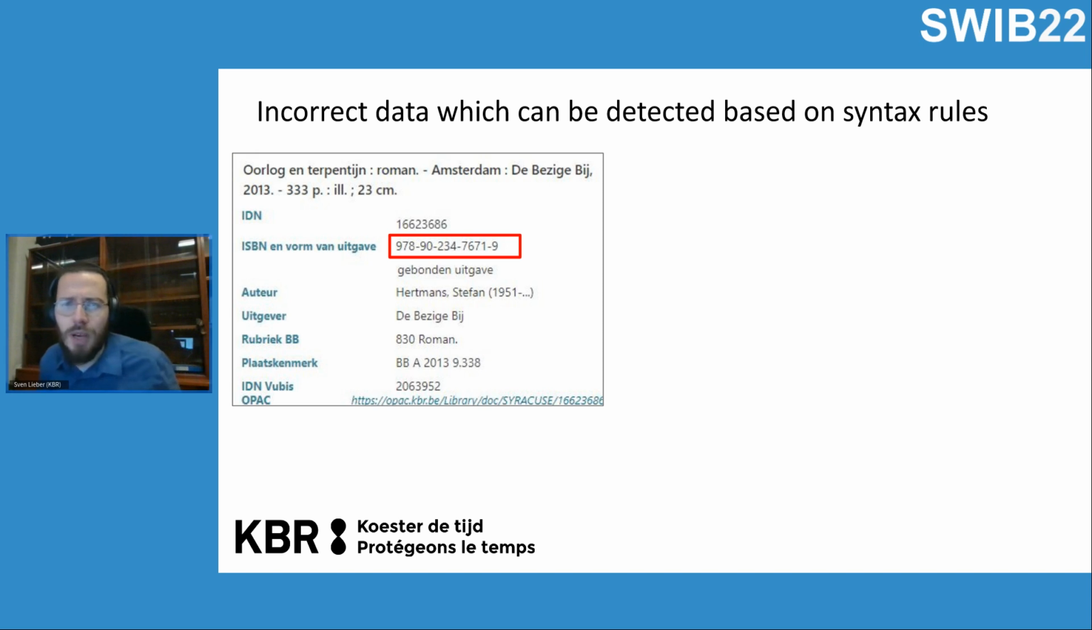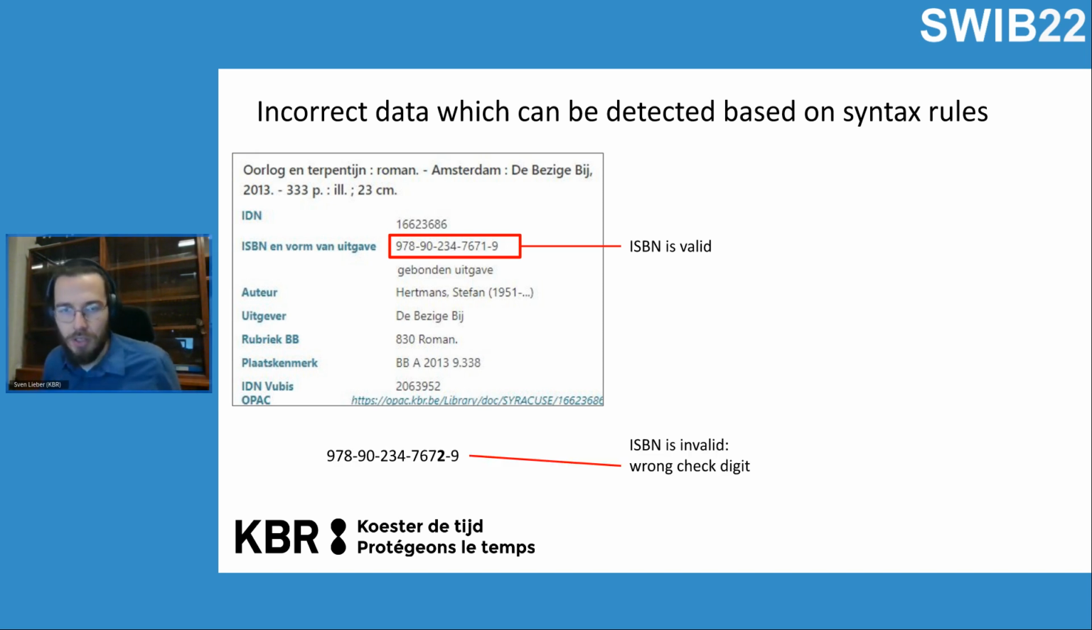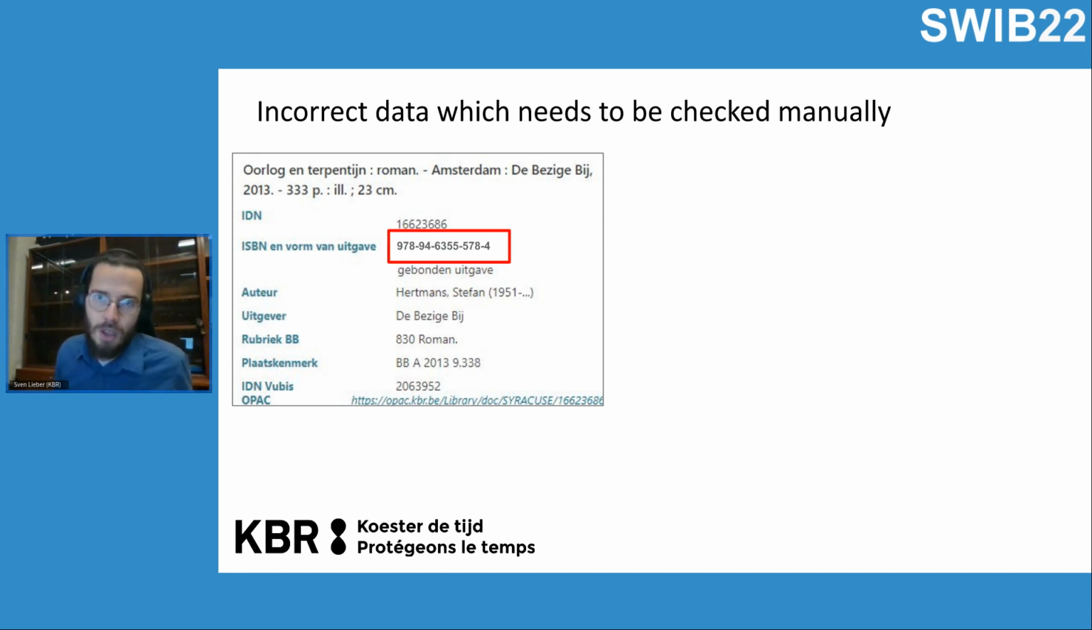Also, with data quality, you might think of incorrect data. So here's another book record where you see a book with an ISBN number. And if you check this ISBN number, which looks pretty fine, it is actually a valid ISBN number. But if we make some small changes in the second number here on the slide, we see this is an invalid ISBN identifier. This is a mistake, or incorrect data, we can detect based on some syntax rules. And there exists software to find that out.